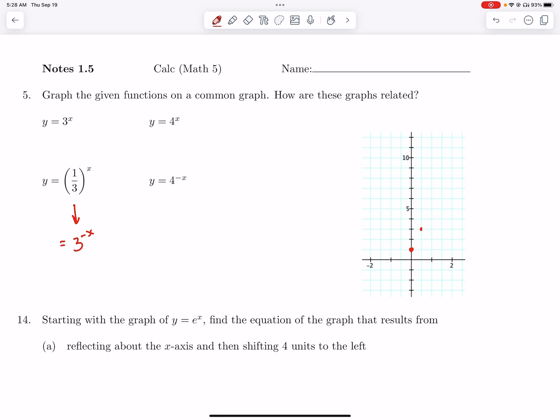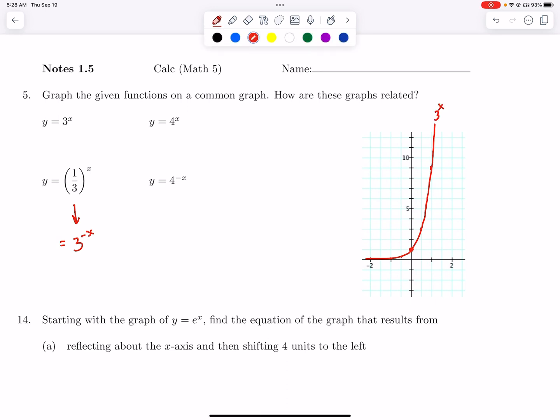3 to the 1 is 3. 3 squared is 9. Okay, 1/3, 1/9. So all of these basic exponential curves look pretty much the same, just like all parabolas are basically just the same. So that's 3 to the x.